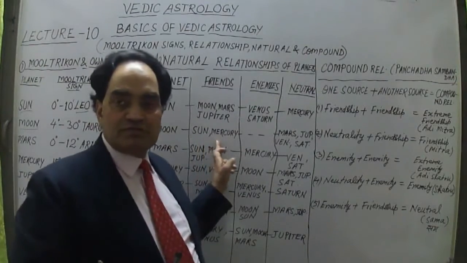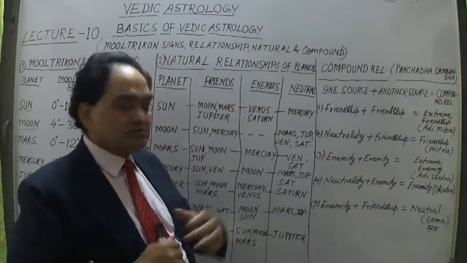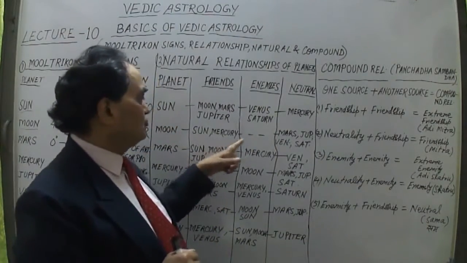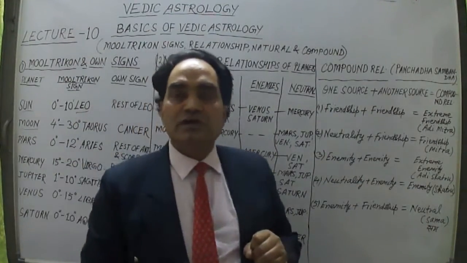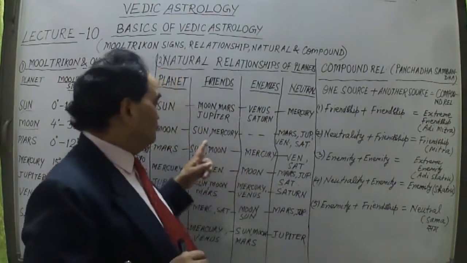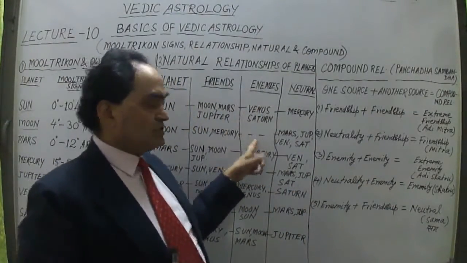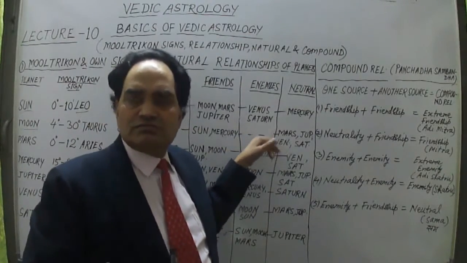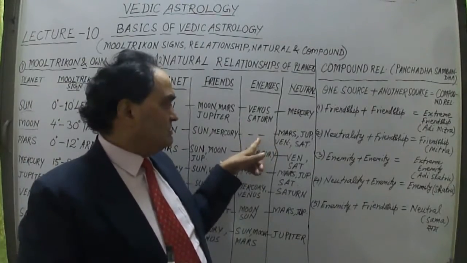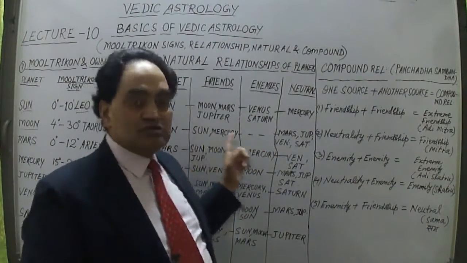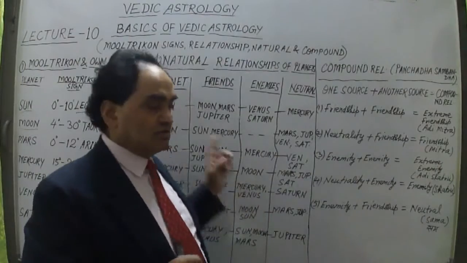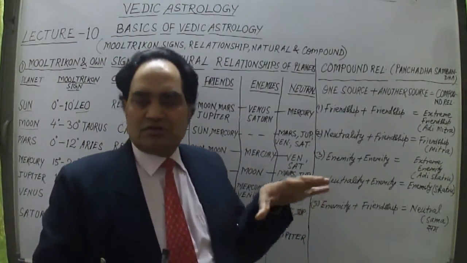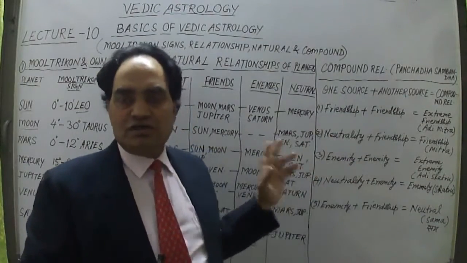Moon is having friendship with Sun and Mercury. Sun and Mercury are friends to Moon. It is having no enemies. The enemy portion is left empty. So Moon is not having any enemy, but friends and neutrals.